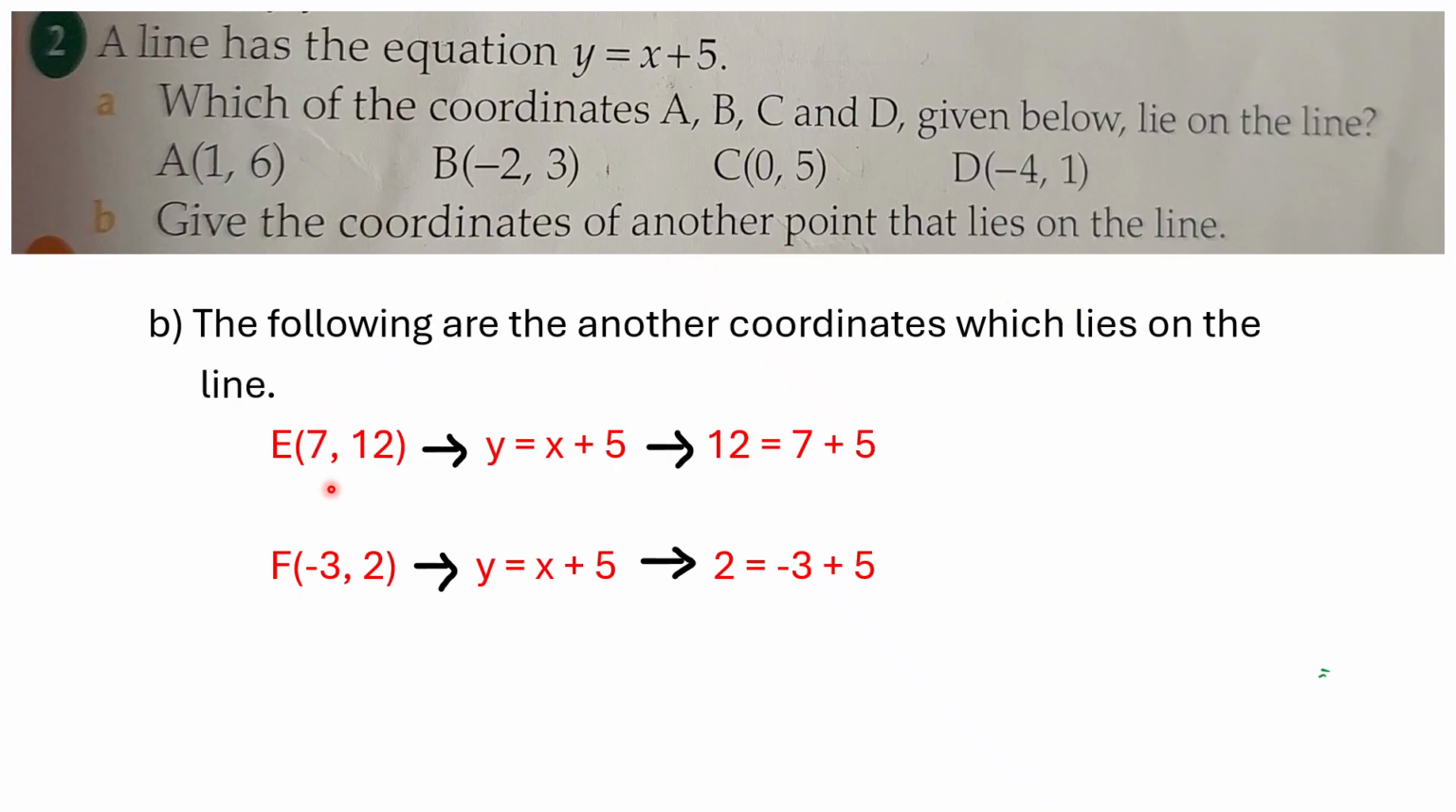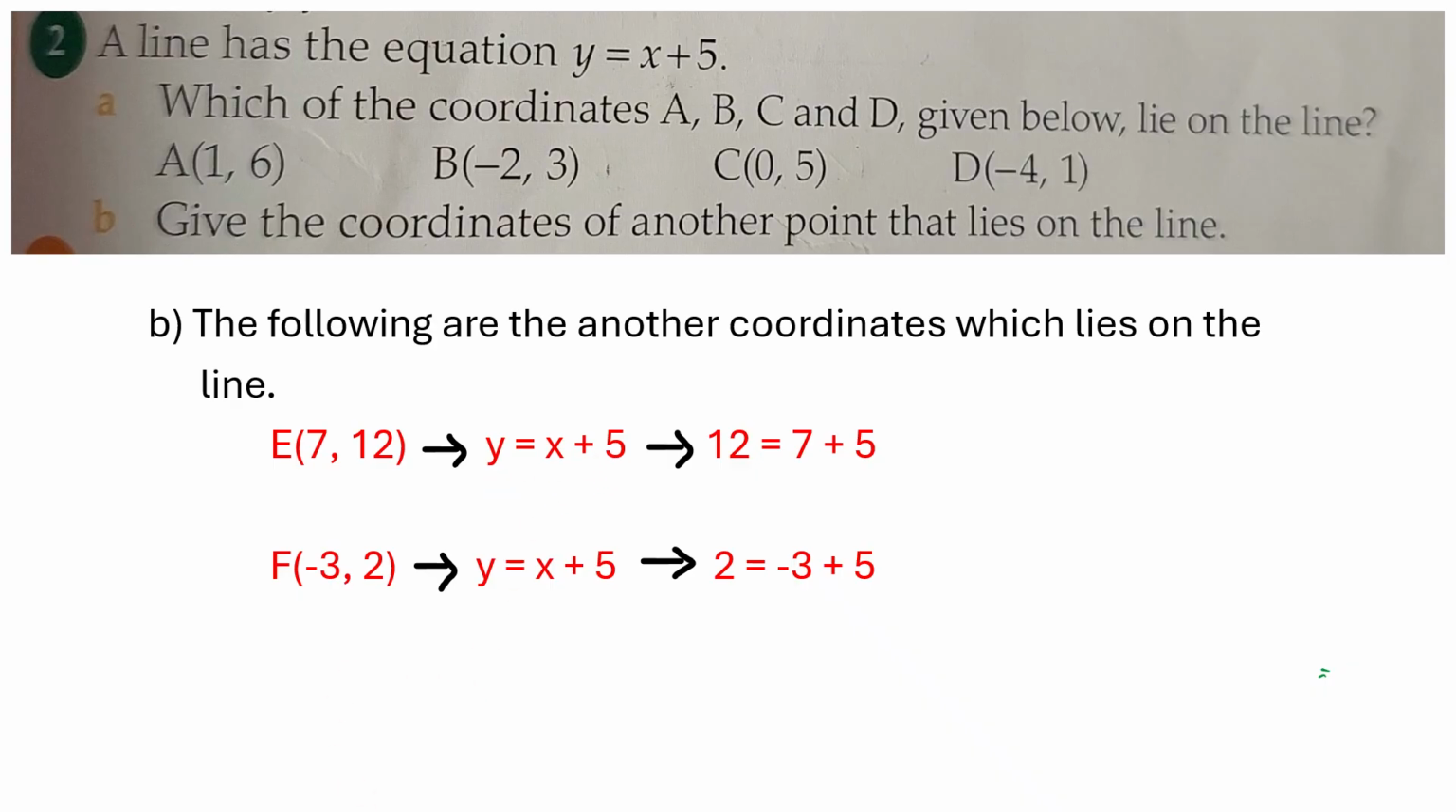Okay, so we are going to find another coordinate which lies on the line y equals x plus 5. First coordinate I have taken as 7, 12. So how do we know this coordinate lies on the line? We have to check with an equation. So what is that equation? y equals x plus 5.